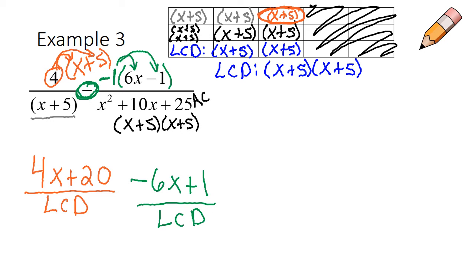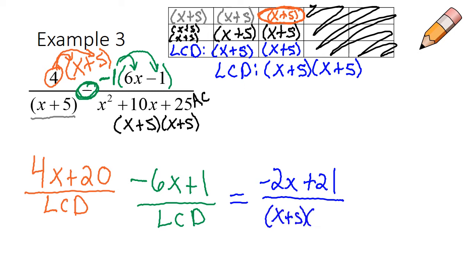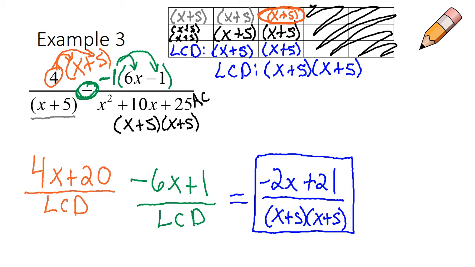Now I have a least common denominator. Now I can combine things on the top that are the same. So if I go ahead and do that, I'm going to have 4 minus 6, which is a -2x. And I have 20 plus 1, so I get a positive 21. Write my least common denominator, and that is x plus 5, x plus 5. I can't factor my numerator, so this is going to be my final solution. All right? Make sure we go through and do each step.